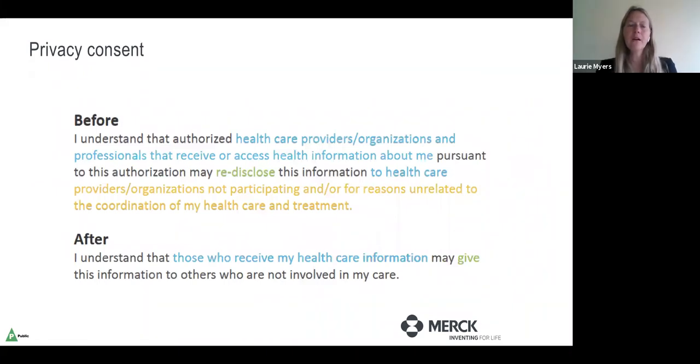So here's an example where sometimes it is just language. Again, all these examples are from our own company, and there are still many more that we could do. "I understand that authorized healthcare providers, organizations, and professionals that receive or access health information about me pursuant to this authorization may redisclose this information to healthcare providers," and so on, you get the idea. Versus, "I understand that those who receive my healthcare information may give this information to others who are not involved in my care." Again, the number of people who understand that is dramatically higher. Next slide, and we're almost done here.